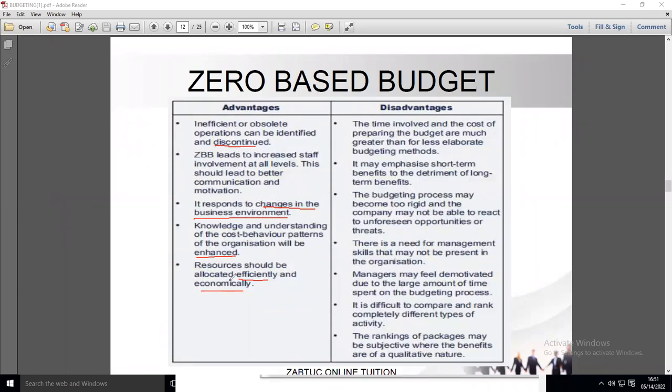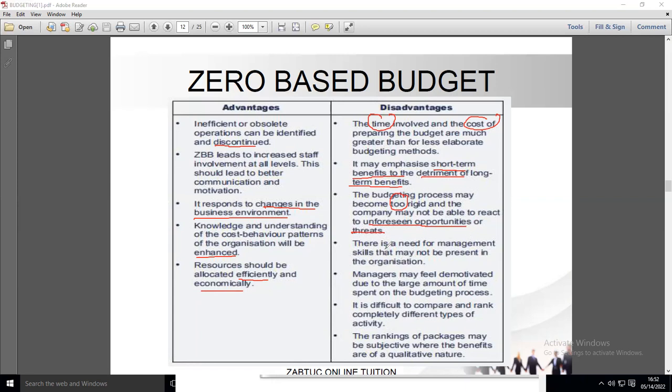Are there challenges? Yes. One we can think about is the time involved, and the costs of preparing the budgets will be much more elaborate than for methods that are straightforward. It may emphasize short-term benefits to the detriment of long-term benefits. The budgeting process may become too rigid and the company may not be able to react to unforeseen opportunities or threats.